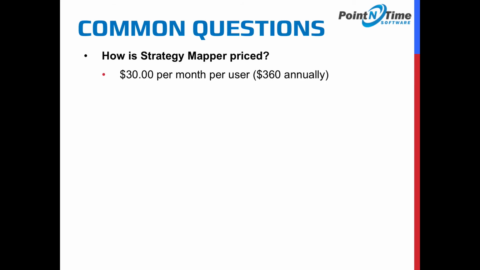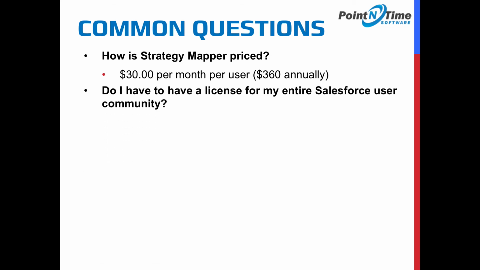So here's some common questions about Strategy Mapper. How is it priced? It's $30 per month per user, $360 annual. This is not everybody in your Salesforce org. These are people that need to be able to use the app and see some of the data coming out of it. For example, your sales executives don't need a license to be able to look at the Business Intelligence Report brief. Again, you don't have to buy a license for everybody. Only the users needing access to Strategy Mapper.